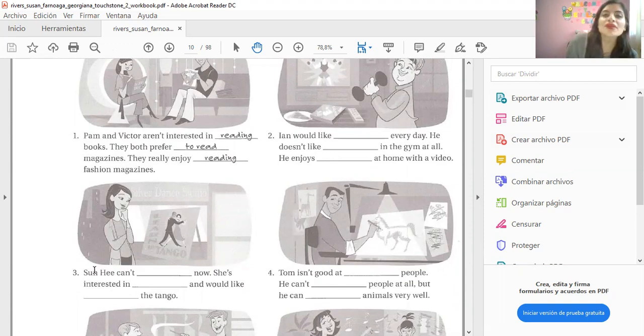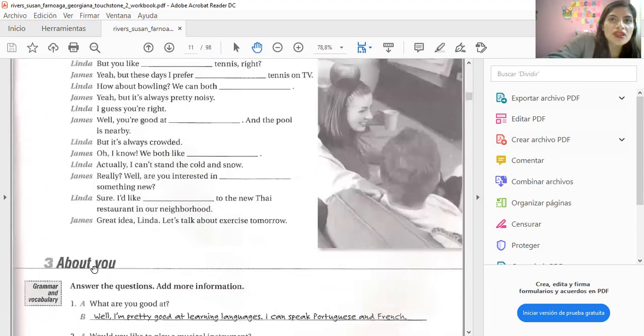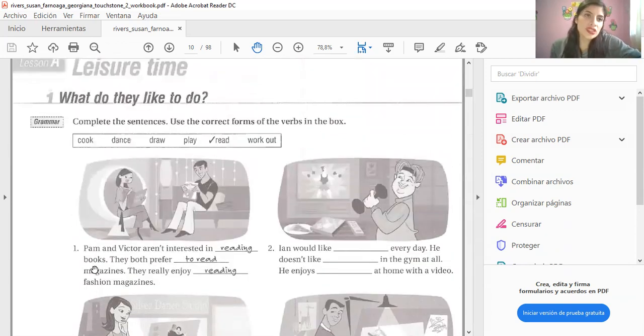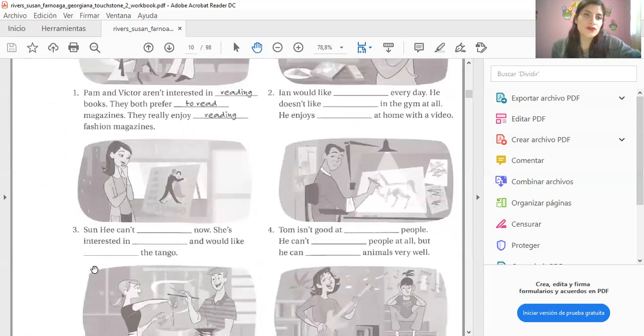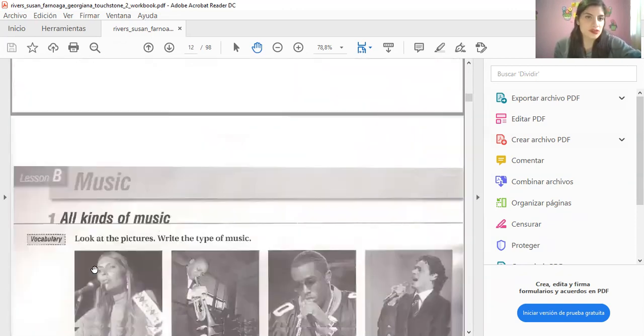So here you can see the workbook, but I decided to include some other skills more than writing. So I try to put listening and also speaking skills here to practice. But the majority of time, students have to reinforce the topic by using writing and grammar skills.